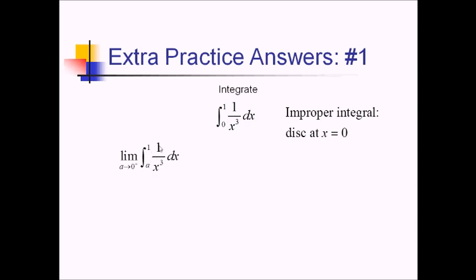And this is really, I need to take my antiderivative now. This is really x to the negative 3. That bumps up to negative 2. So we have negative 1 half x to the negative 2 evaluated from a to 1.